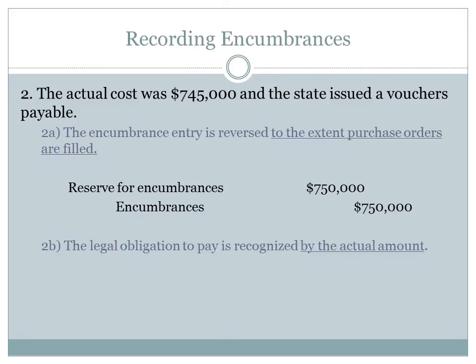The second part of the entry is to record the actual legal obligation to pay the actual amount of the purchase, and in this case, it was $745,000. So you're actually going to debit an expenditure to record it, and record the liability. In this case, and in a lot of cases in your Smithville application, it's going to be a credit to vouchers payable for $745,000. I hope this information has been useful to you, and there's also a practice problem included in this learning module that will be helpful to you.